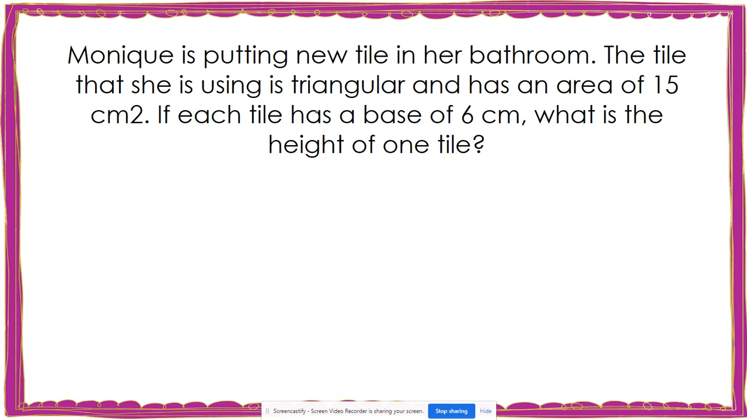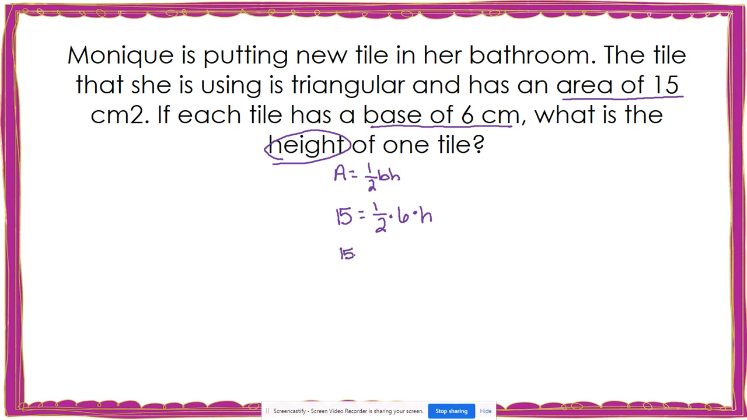For this, I'm going to start by writing my formula for the area of triangles, which is area equals 1/2 base times height. In this case, I know that the area is 15, so I'm going to substitute 15 for area. Then I'm going to multiply 1/2 times my base, which I know is 6. And what I don't know is the height of my tile. So I'm going to use the variable h to represent height. Now I'm just going to solve this.